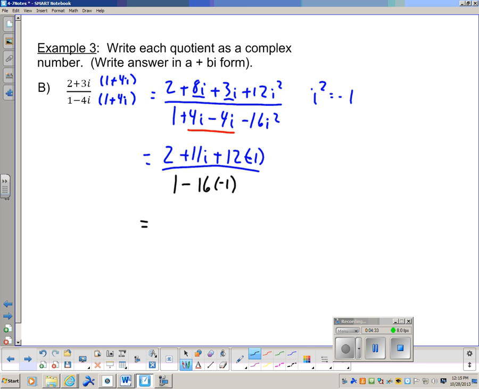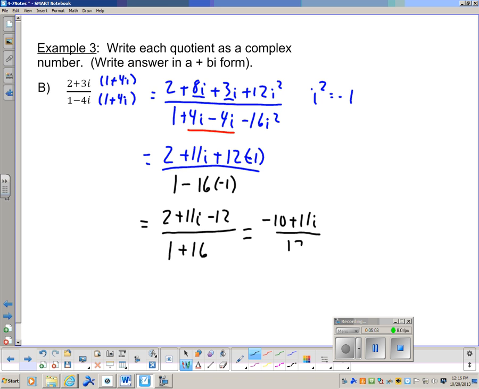So cleaning that up, I get 2 plus 11i. 12 times a negative 1 is just a minus 12. And down here, 16 times a negative 1 is a negative 16. I've got a minus a negative 16, which becomes a plus 16. So I'm going to keep simplifying it. Up here in the numerator, 2 minus 12 is a negative 10 plus 11i.